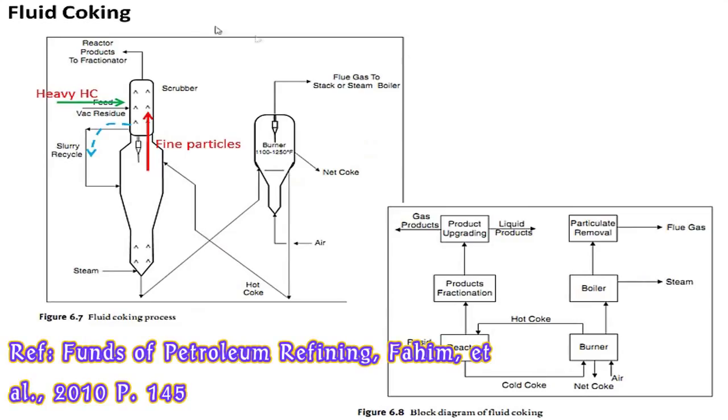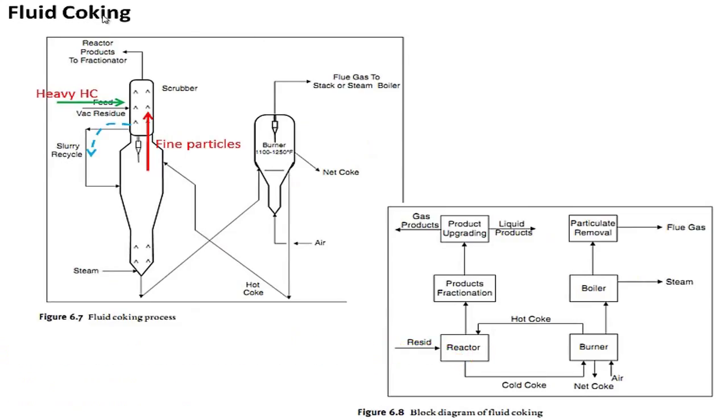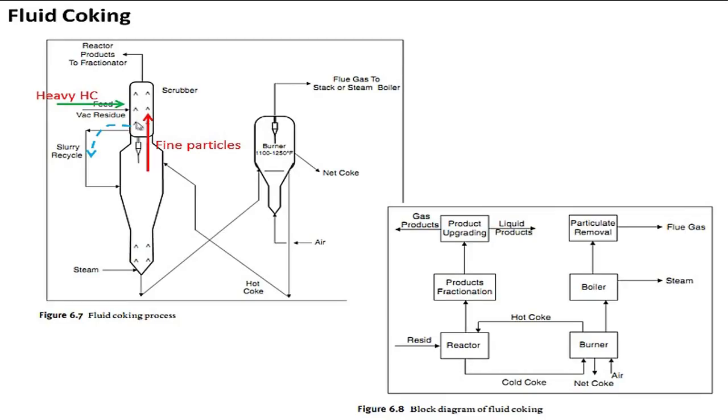Now come to the third type of coking unit, which is fluid coking. It consists of a fluidized bed reactor and a fluidized bed burner. This is a reactor, this is a burner. Vacuum residue is heated before feeding into the scrubber, which is located above the reactor, to recover fine coke particles.